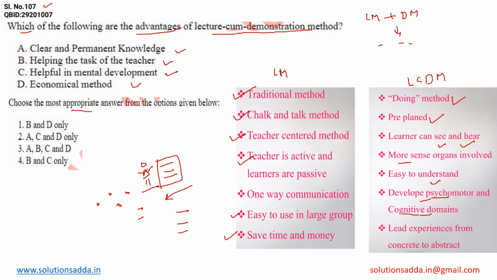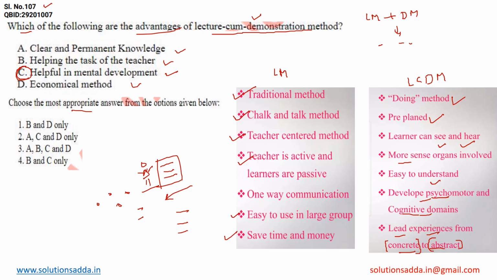and it develops the psychomotor and cognitive domains. Psychomotor and cognitive domains relate directly to this, helpful in mental development. The demonstration method helps in the development of the thinking of a student, or it increases the cognitive domain of a student. It leads the experience from concrete to abstract. That means if there is a large amount of knowledge and we are getting something fruitful in that, it will become abstract. So there are many advantages of this lecture-cum-demonstration method.